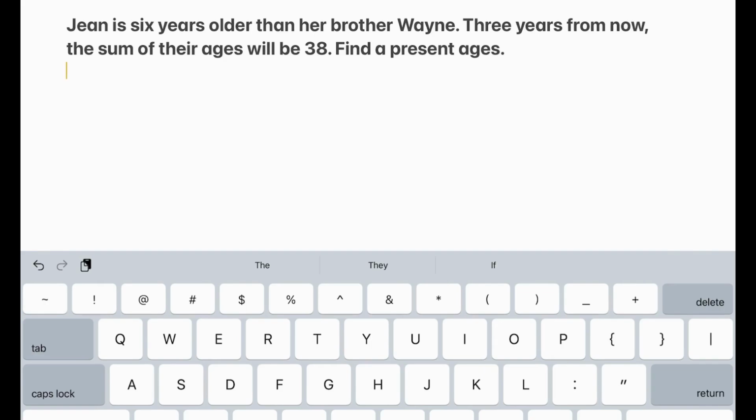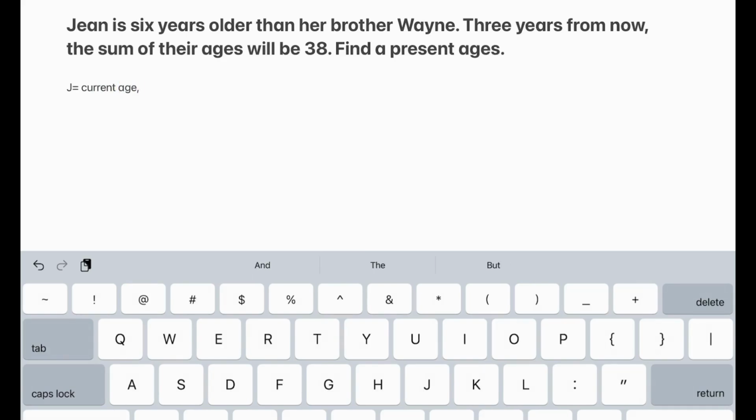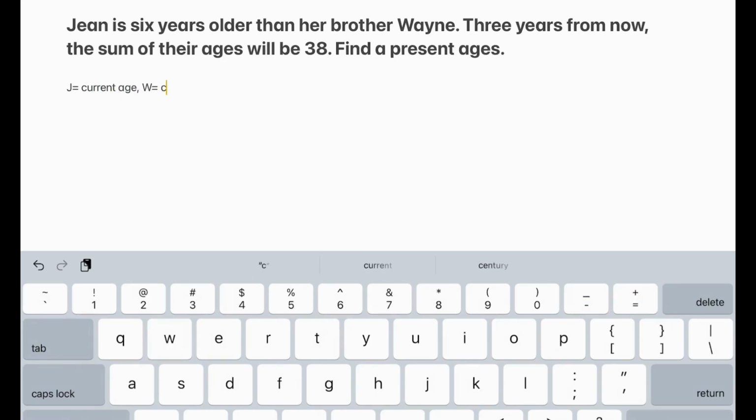And then they also gave us another piece of information: 3 years from now, their ages added up will become 38. So let's write both of those in terms of equations. First one, Jean is 6 years older than her brother. J is the current age, right? And W is Wayne's current age.